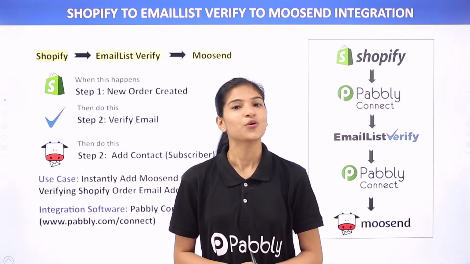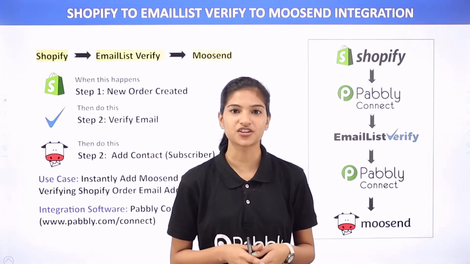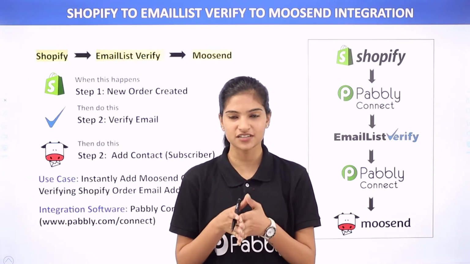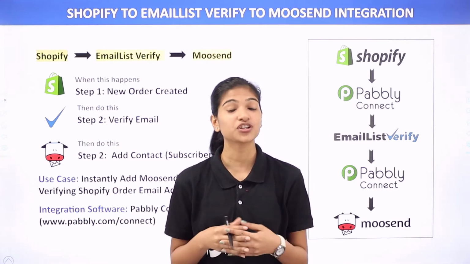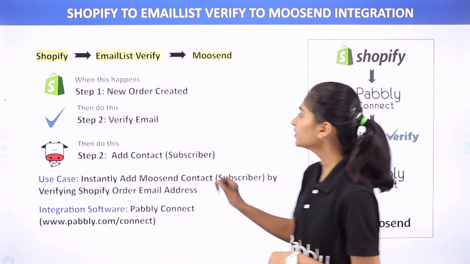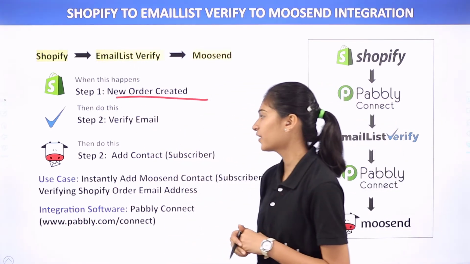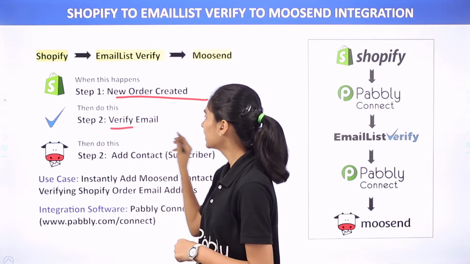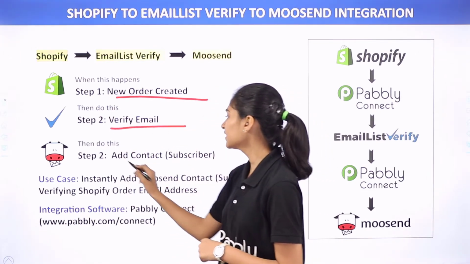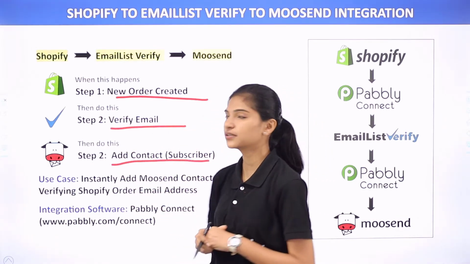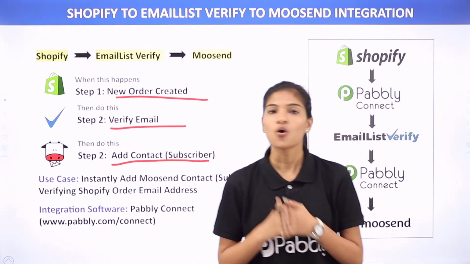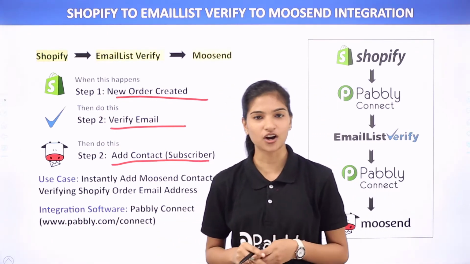Today in this video, we are going to integrate three software applications: Shopify, Email List Verify and Moosend. So the use case here is, whenever a new order is created in Shopify, we want to verify the email address and then we want to automatically add contact or subscriber in Moosend. Now let us know what these three software applications are all about.